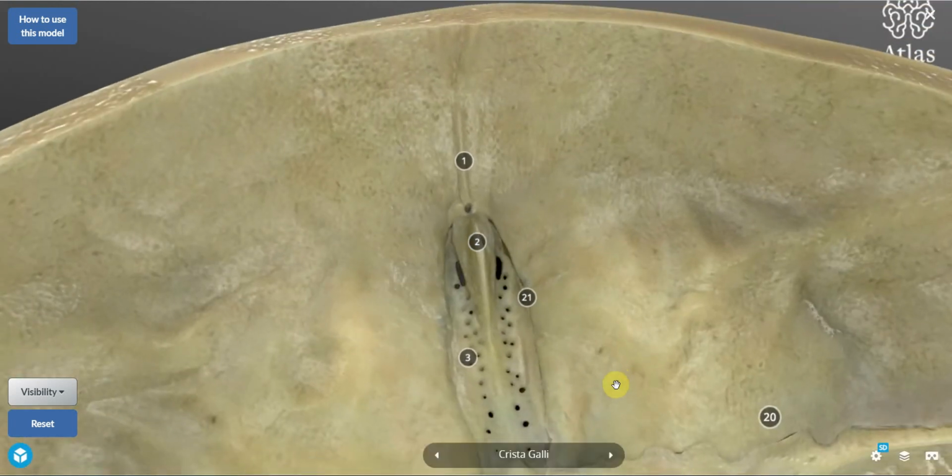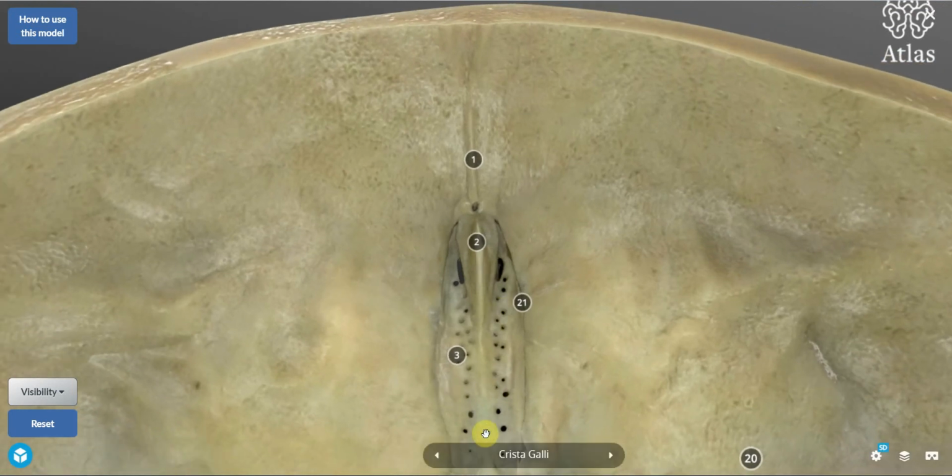The cribriform plate has numerous fine foramina through which the olfactory nerves pass from the roof of the nasal cavity into the cranial cavity to reach the olfactory bulb which rests here. The openings of the anterior and the posterior ethmoidal canals are also seen on the cribriform plate of the ethmoid bone.